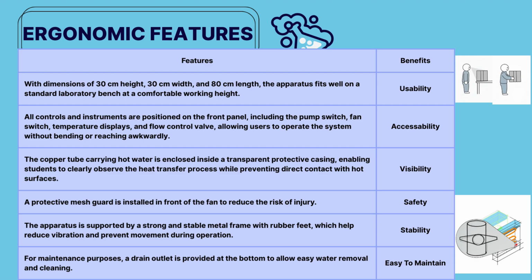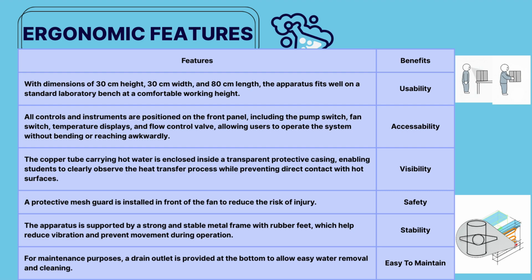Now I will discuss safety. A protective mesh guard is installed in front of the fan since the fan rotates at high speed. Direct contact could cause injury. The mesh guard acts as a protective barrier while still allowing proper airflow. So this ensures that users are protected without affecting the performance of the experiment. Safety is especially important in laboratories where multiple users may interact with the equipment.